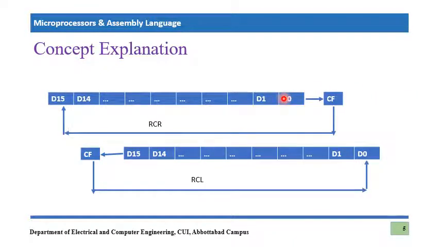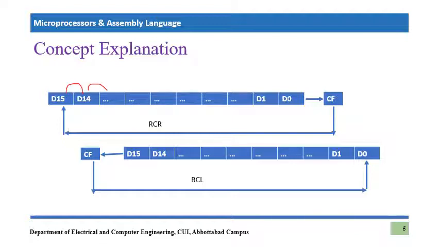Okay, here we are going to consider rotate right and rotate left, but through carry. So this is the D0 bit and we are performing rotate right. That means rotate right through carry. That means D15 will be switching towards what? D14.